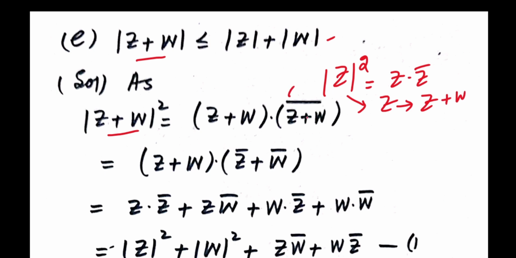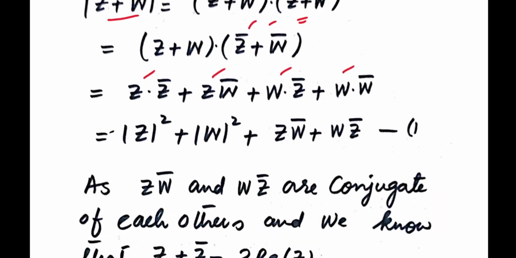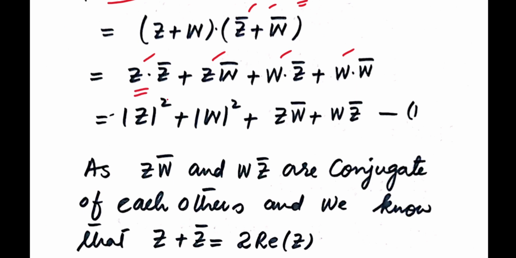Now by using the definition of conjugate, we can separate the conjugate over these two complex numbers. By multiplying these complex numbers, we have z into z conjugate, z into w conjugate, w into z conjugate, w into w conjugate. As this is equal to the square of z modulus, and this is equal to the square of w modulus, and these two terms remain the same.